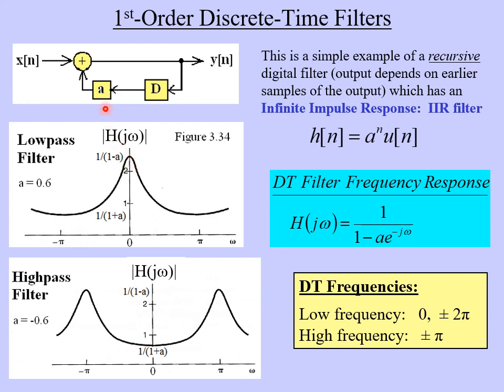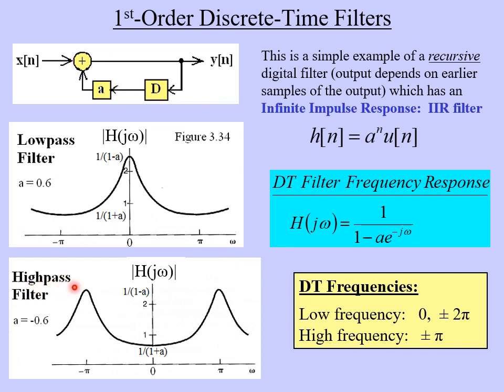Now, it's interesting that if we change the value of a to negative 0.6, look at the frequency response of this thing. It completely flips. Now it's at a minimum at low frequencies, and it's at a maximum or a peak here at pi, which are high frequencies. So now it's flipped, and this thing has become a high-pass filter.